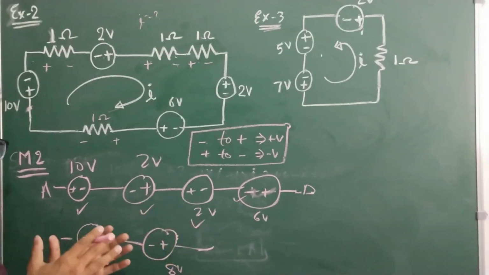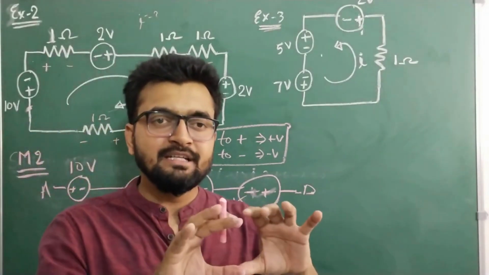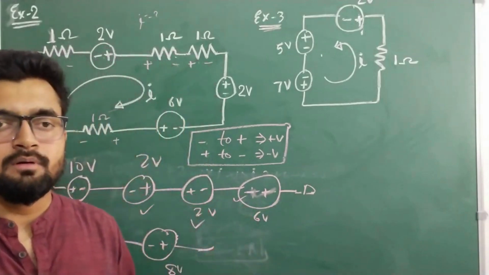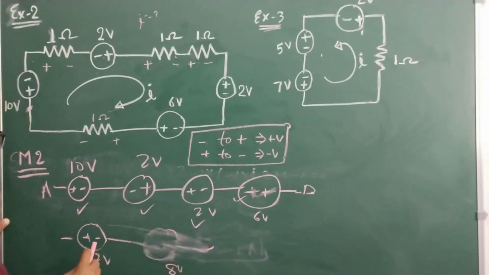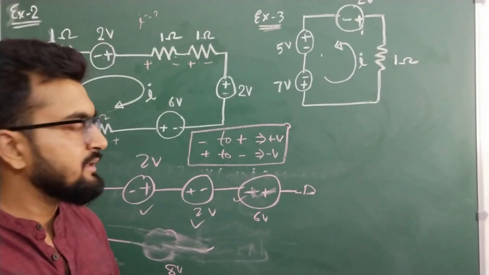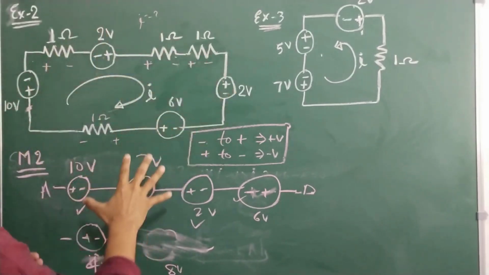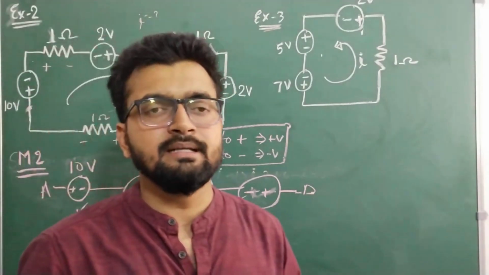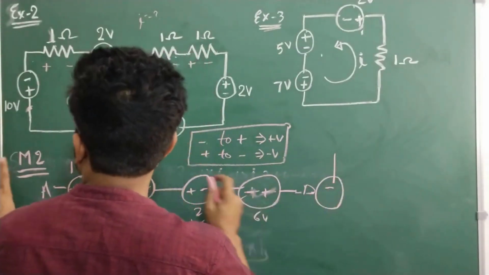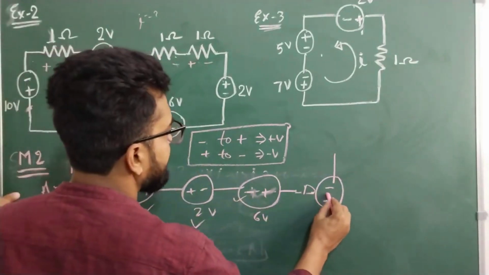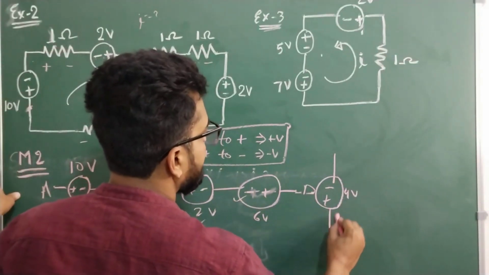We can add, when n number of voltages are in series, we can add them all algebraically. Okay, so 12 minus 8, 4 volts. It means this one will have a polarity of 4, right? So 4 volt. So what does that mean? It means all these voltages can be replaced with a single voltage. So this everything can be written as here minus and plus 4 volt.